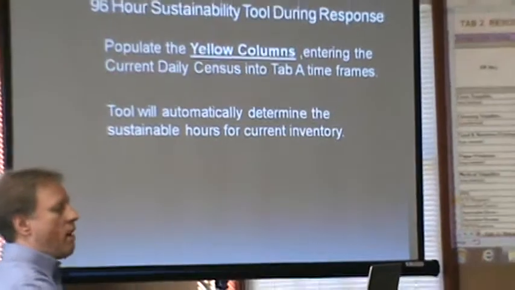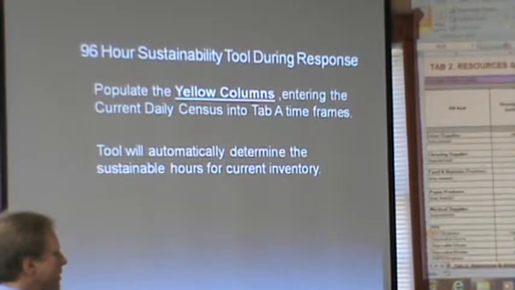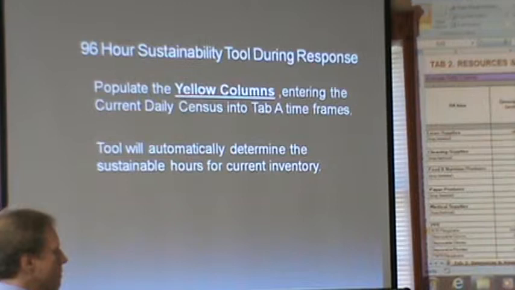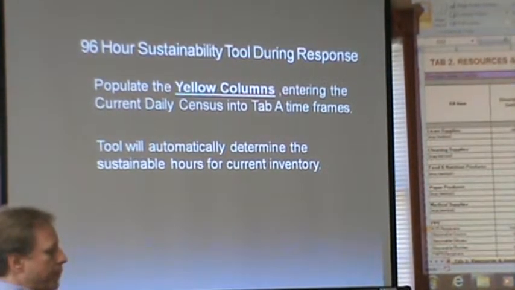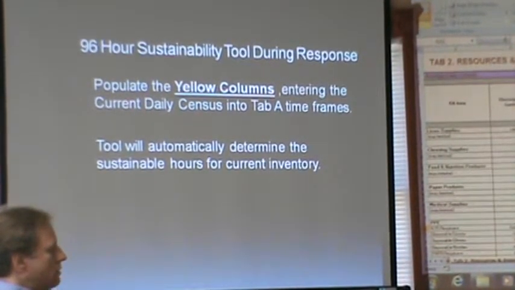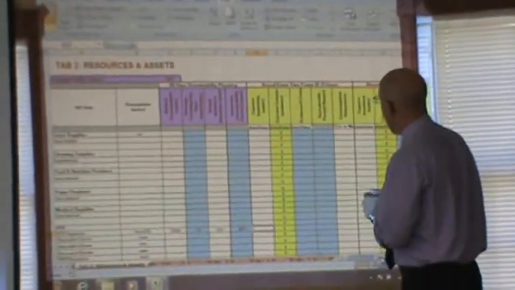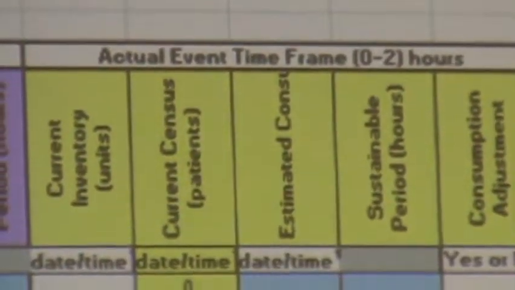All right, using this tool in response. Everything that we have been talking about is based on planning, completing the deliverable, but you can use this tool and the chart during response as well. The differences are that instead of average daily census, you're going to use current census. And instead of annual consumption rates, you're going to use current inventory, actual inventory by units right now.